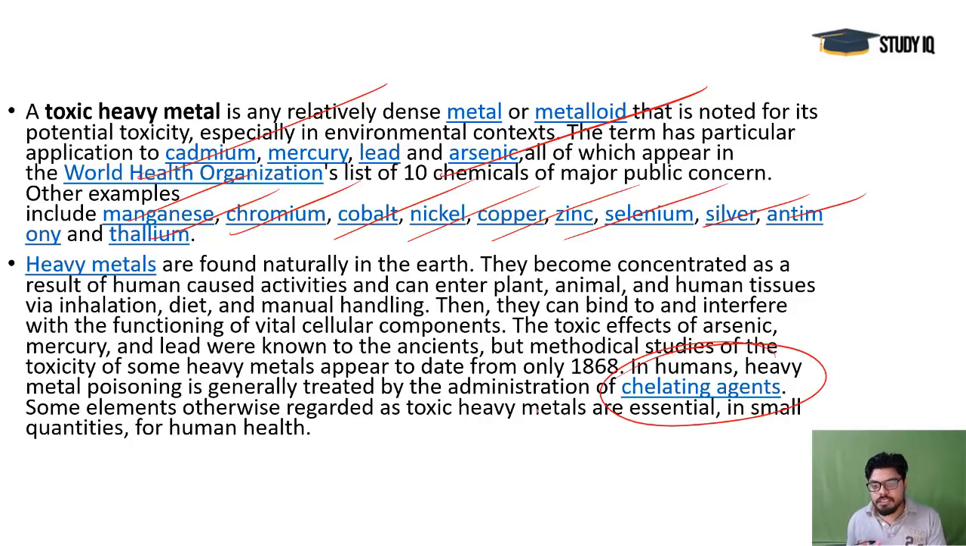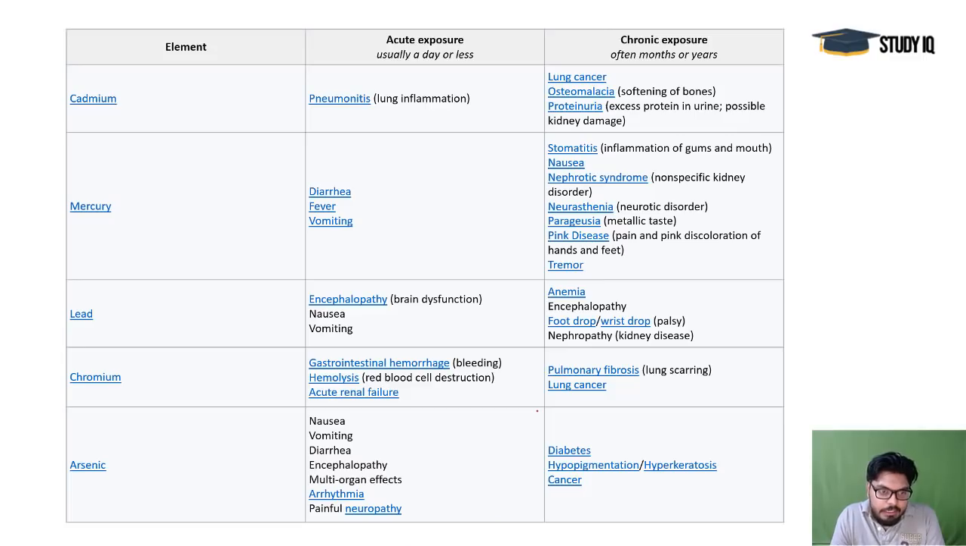Chelating agents are those agents which can be attached to the metals. So these chelating agents are used in the treatment of heavy metal exposure. If these are going into your blood, then they can be removed by these chelating agents only. That's the only way, and it's very, very difficult.